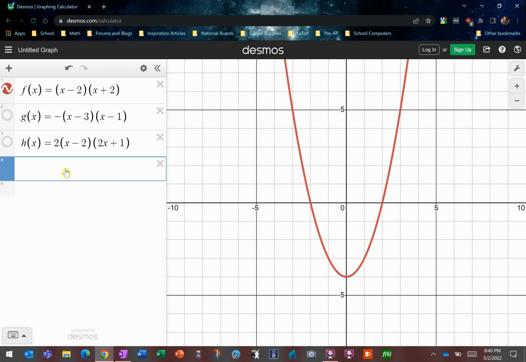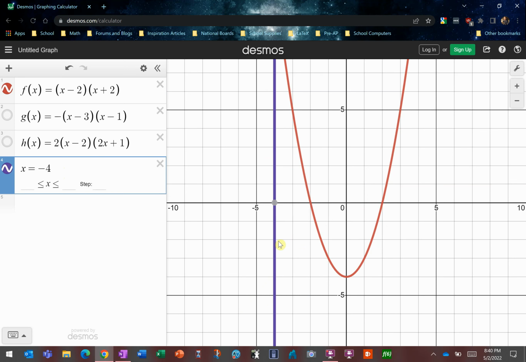In fact, I could even do this equation, and I could say x equals negative 4. Right, there's that vertical line. What would I need to change this to get it passed through the middle of my parabola? Well, it looks like not negative 1, that's pretty close, maybe 0. Oh, there we go. Yeah, x equals 0 is that vertical line that passes through.